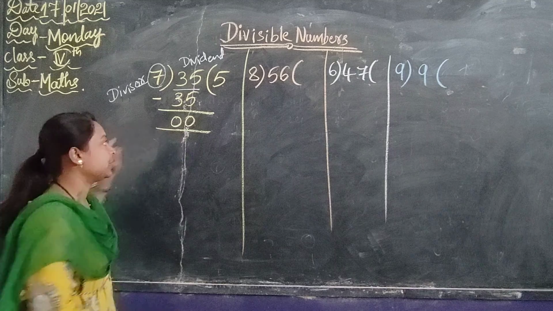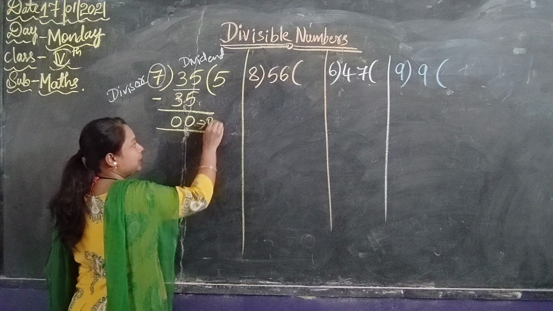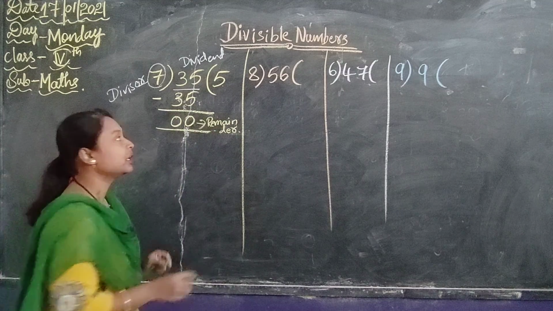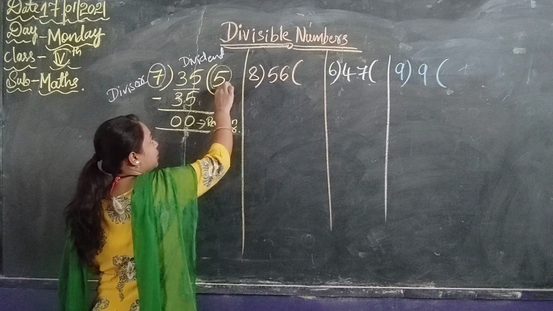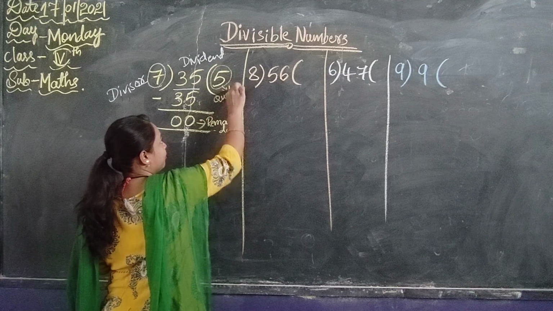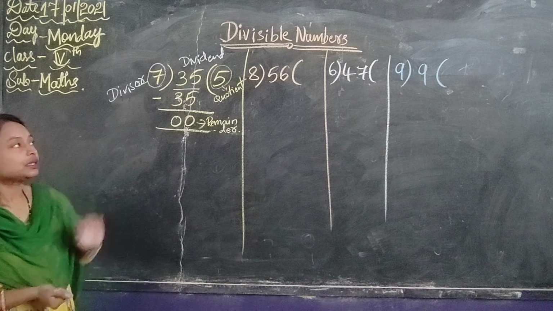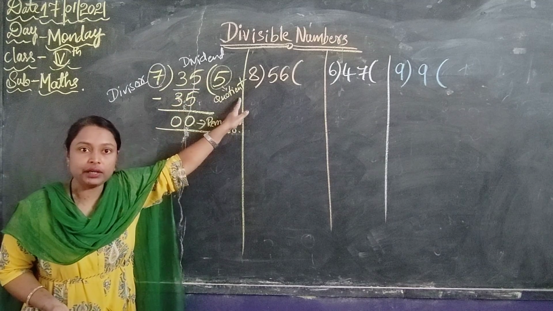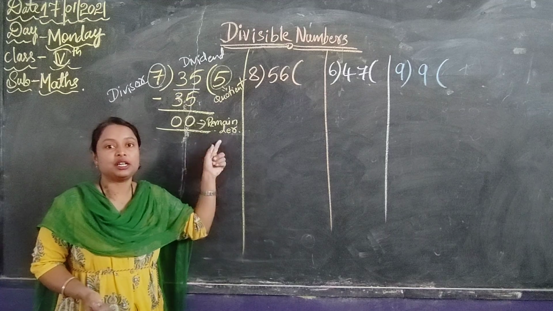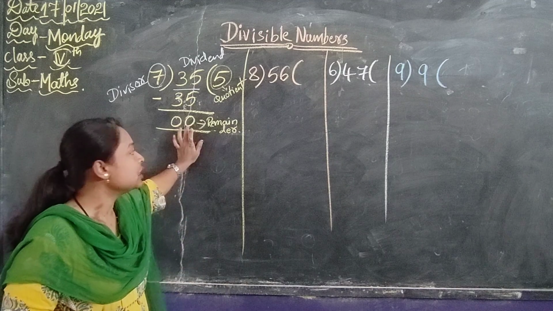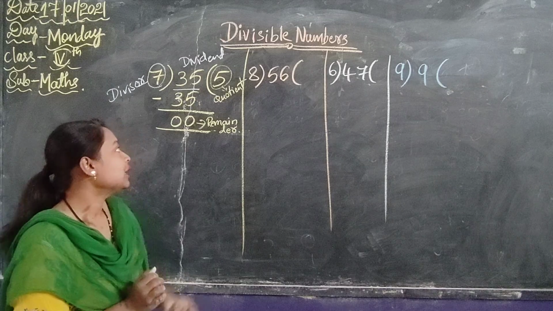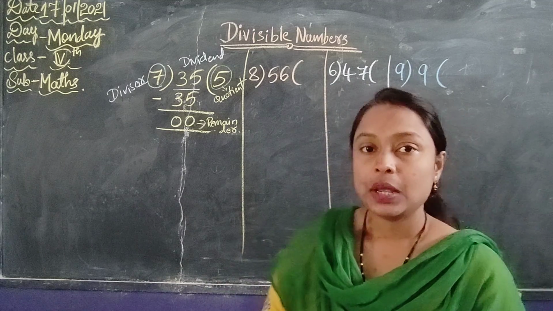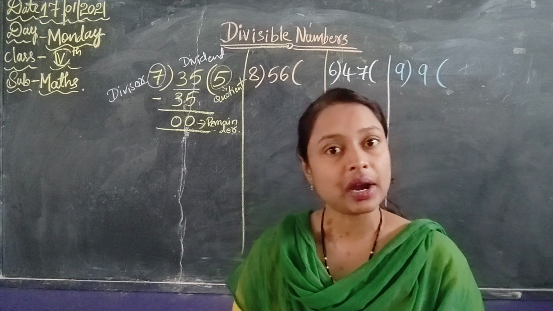So this is the remainder. We should not call it the answer, we should call it the remainder. And this is called the quotient, the main answer. So this is the divisor, this is the dividend, this is the quotient, and this is the remainder. Which number came as the remainder? 0 came. If 0 came, it means 35 is completely divided by 7.